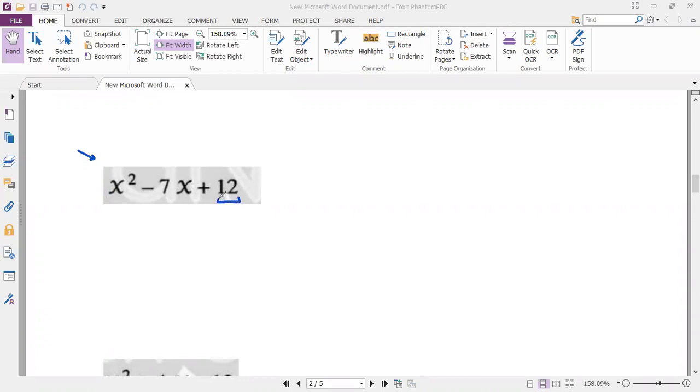For factorizing, look at the last term here. This expression is written in the form x squared plus bx plus c. So the term raised to the power of 2 is at the very beginning, and the absolute term is at the end. And here in the middle is the term that contains x. This is the form of the expression we can factorize.